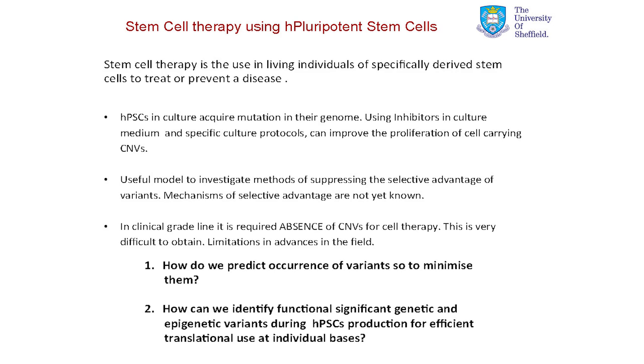So there are two major questions that we are trying to study. First one is how we predict the occurrence of variants and minimize them, and this is still unknown. And how we can identify functionally significant genetic and epigenetic variants, because you can have a mutation, but that mutation can be there, useless. We have lots of mutations as I speak, things going wrong, but others have a functional effect. So how do we identify these?